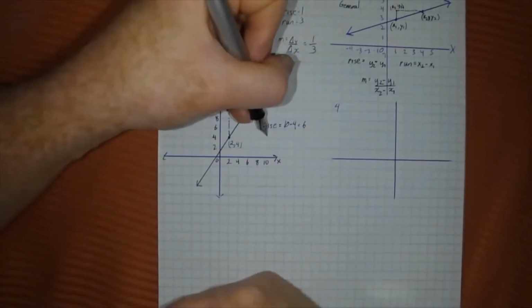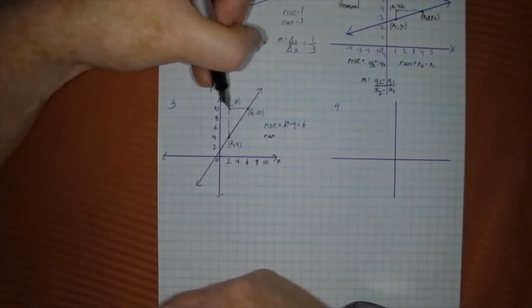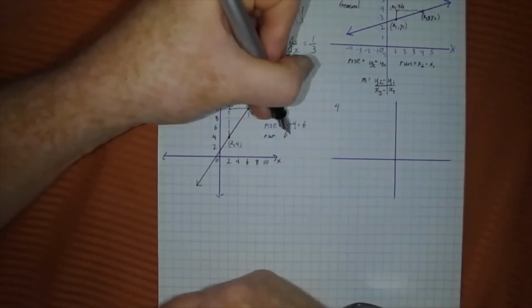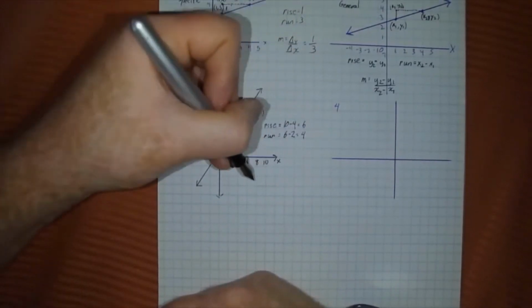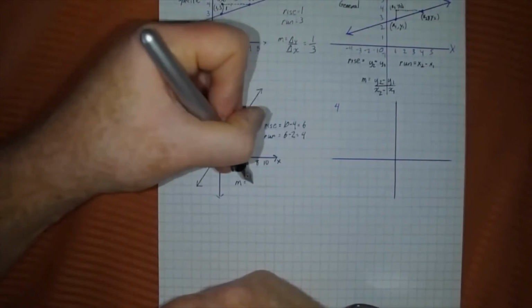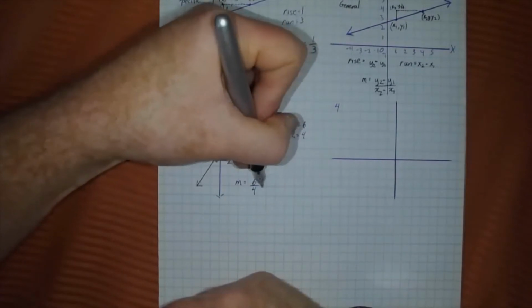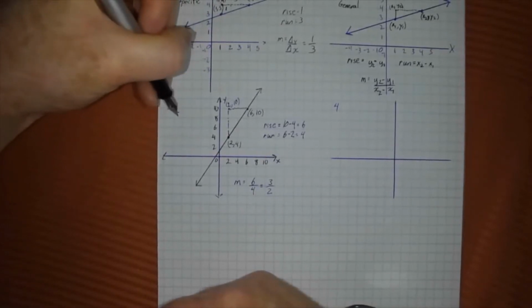What's my run? My run is going this way. I start at 2, I went to 6. So final minus initial, 6 minus 2 equals 4. So my slope m equals 6 over 4. Now I should report that in a reduced fraction, 3 over 2. So this is another specific form.